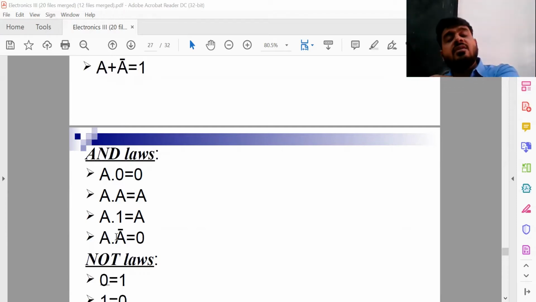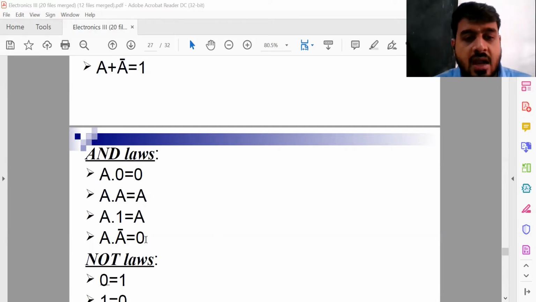Then you have the AND with the inverse law. It means that if you have 1 and 0, you will get 0. You have seen it: 1 0 gives 0, 0 0 gives 0, 0 1 gives 0, and only 1 1 gives 1 in the AND law. So A dot A bar, if you have the complement, is equal to 0. Clear? So that is the AND law.